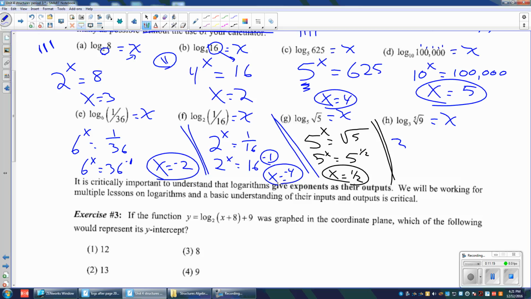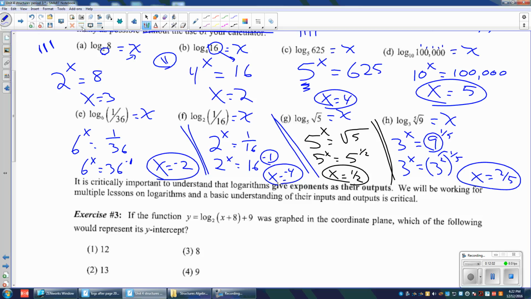The base is the base, 3 is the base, the answer is the new exponent, equals the 5th root of 9, or 9 to the 1/5 power. So I know that 9 is really 3 squared. So 3 to the x equals 3 squared to the 1/5. Multiply these two together, and I get 2/5. So x has to equal 2/5, because I just used the rule of common bases.